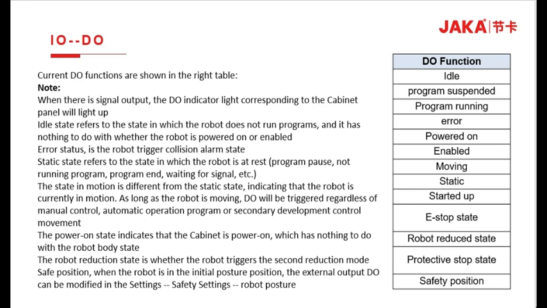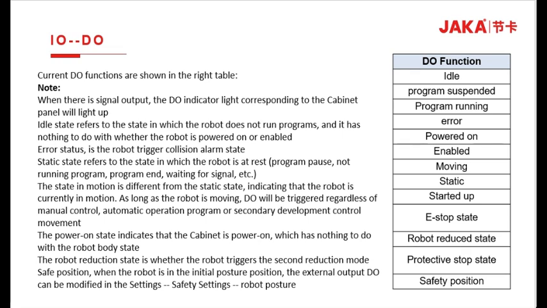The error status is that the robot triggered the collision alarm. Static state refers to the robot being at rest, such as program pause, program not running, program end, or waiting for signal input. The moving state is different from the static state. It indicates that the robot is currently moving, as long as the robot is moving, whether manually controlled or automatically running the program.